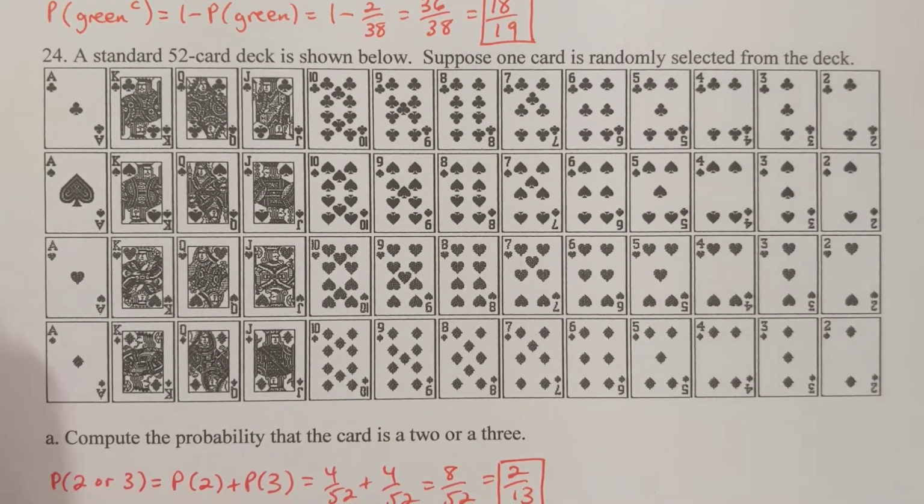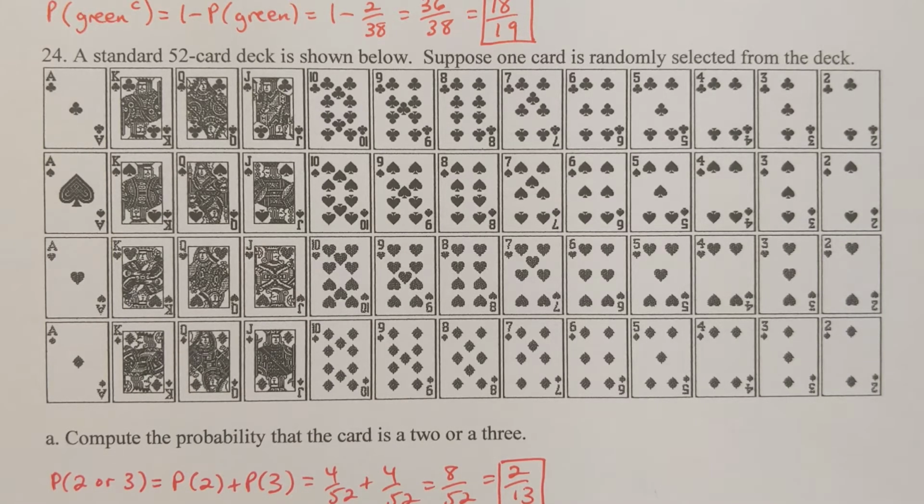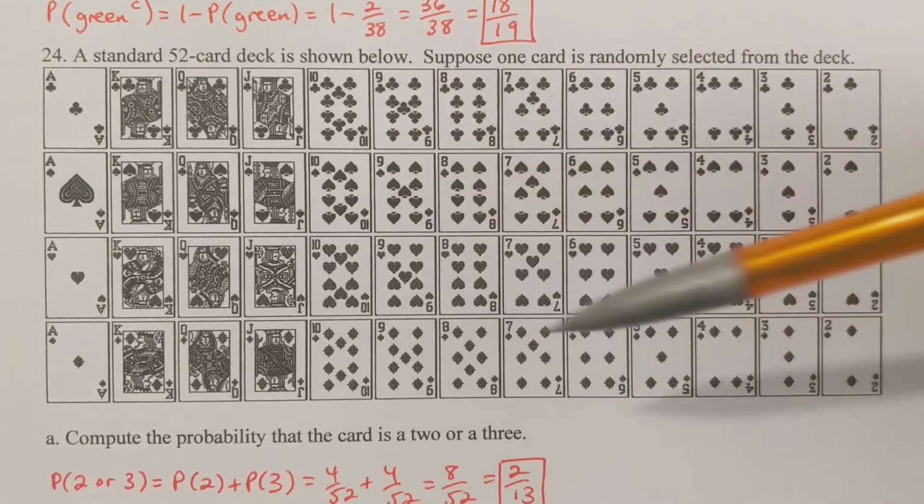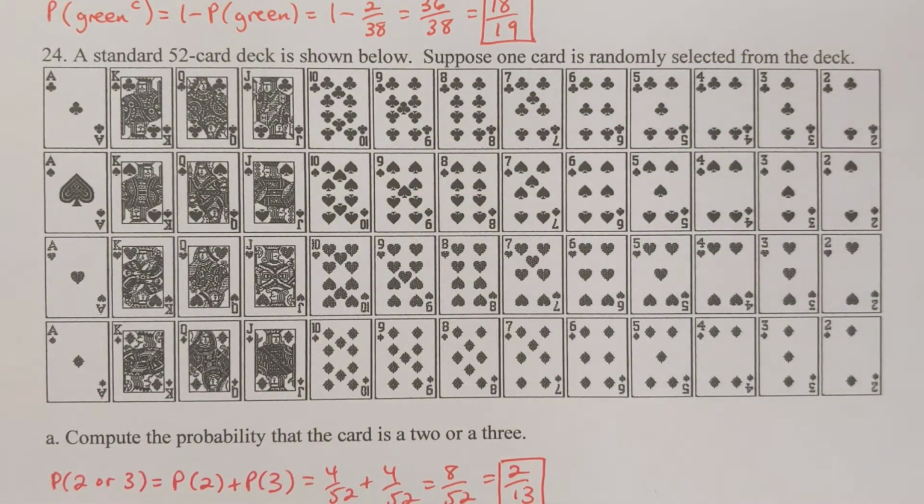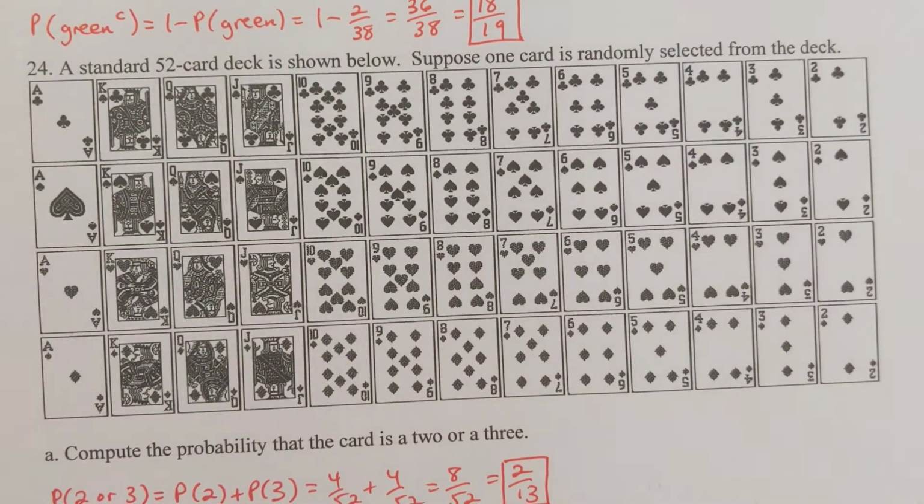Problem 24 says that a standard 52 card deck is shown below. Suppose that one card is randomly selected from the deck. Now before we do this, sometimes in probability we work with a deck of cards, quite honestly because they make for good questions. I'm going to assume that everyone has played cards before. If you've never played cards or never seen a deck of cards before, here's all 52 cards. They've got a picture of all 52 cards.